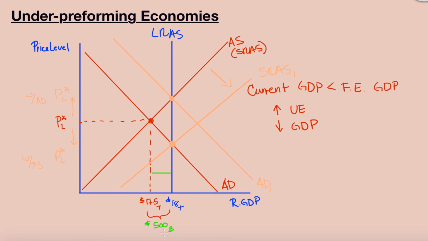But both of these things would bring us to our full employment level of real GDP, which is where our aggregate supply curve and our aggregate demand curve are intersecting with our long-run aggregate supply curve.